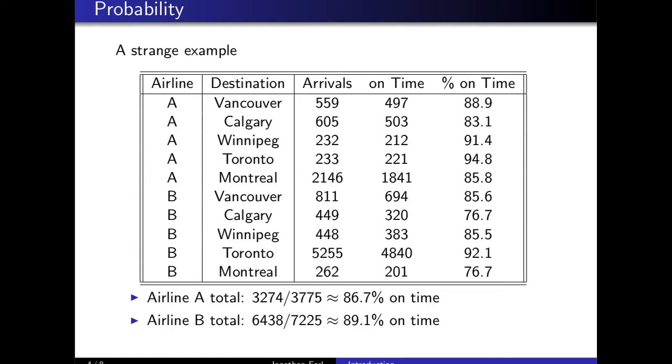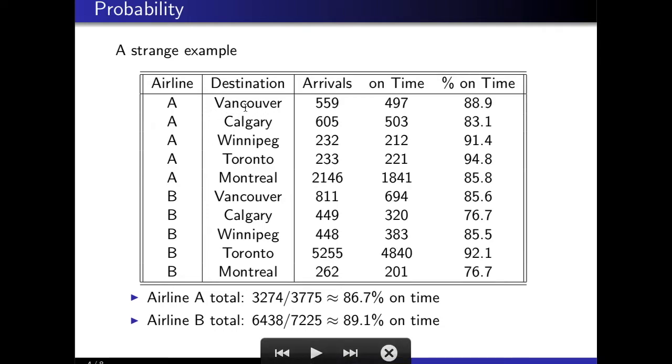Okay, so here's also an interesting example. What I have here is a table with 2 airlines, airline A and B, and they fly into 5 various cities across Canada, and we have the percentage that their flights are on time for each of the different airports. What we see at the very bottom is that airline B is on time more often than airline A. But when we look at the individual airports, what we see is that at each place, airline A is more on time than airline B.